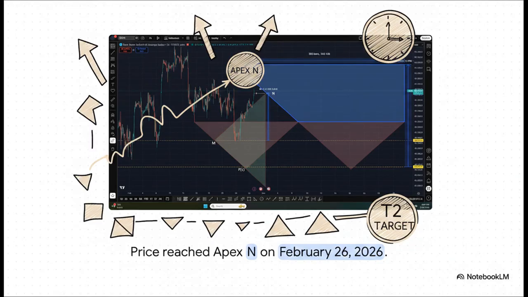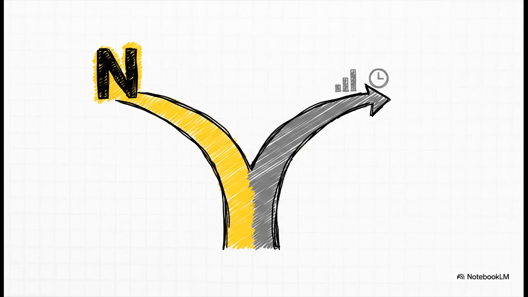And here it is. This is the chart from February 26th. You can see just 3 days after the plan was documented, the price shot right up and tagged that Apex N level. And if you remember, that was our T2 price target, right on the money. Now, because the price hit that N level first, it triggered what the documentation calls the alternative scenario path. This single event basically set the rules for how the rest of the cycle was going to be managed.